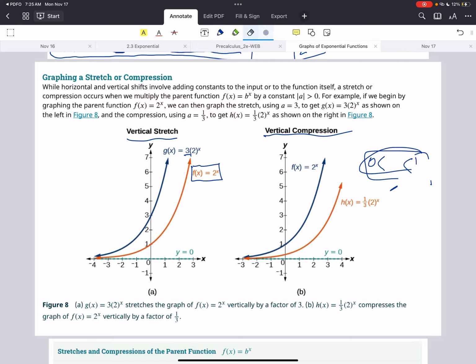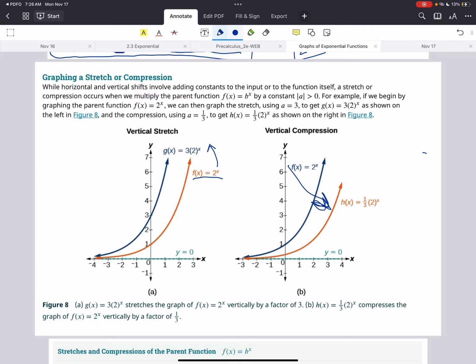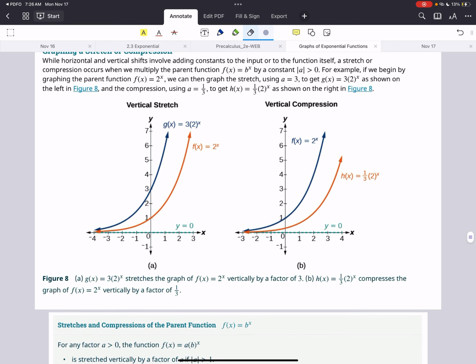So let me erase this. Let's have a look at the following two graphs. It was first f(x). It was stretched vertically. It's coming closer to the y-axis. And then it was compressed vertically, which means it's now further away from the y-axis. And that's pretty much it.